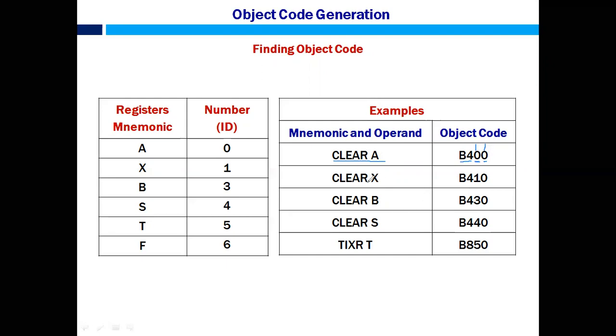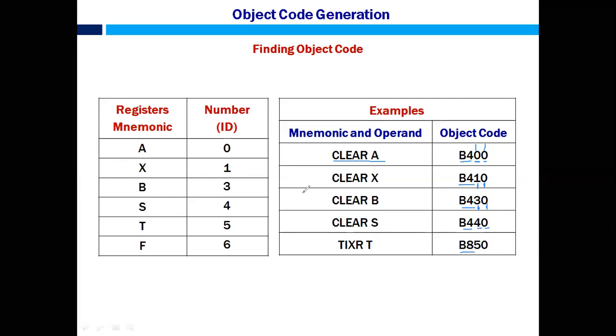Next one, CLEAR X. What is the opcode of CLEAR? B4. What is the ID of X? 1. Do you have any other register? No, so I will make it 0. Then CLEAR B: B4. What is B? 3. Then no other register, so 0. CLEAR S also, same way: B4, 4, 0. Now let us see this one, TIXR T. The opcode of TIXR will be B8. What is T? 5, followed by any other register? No.